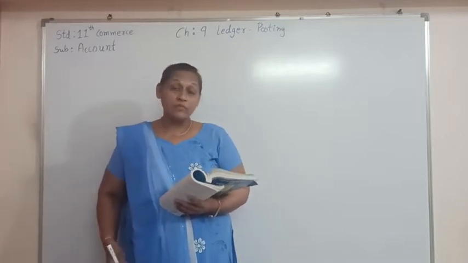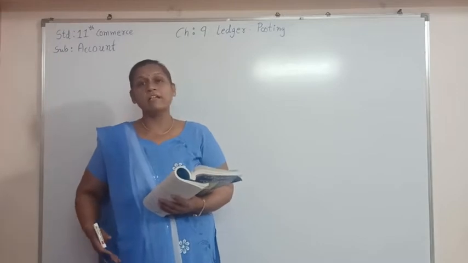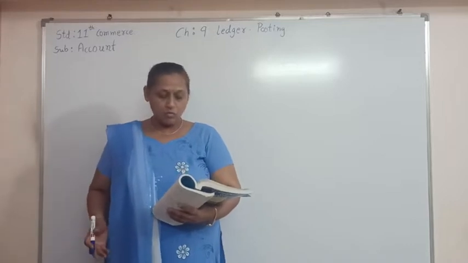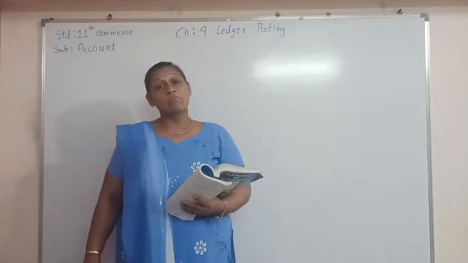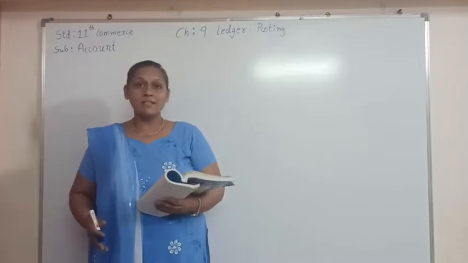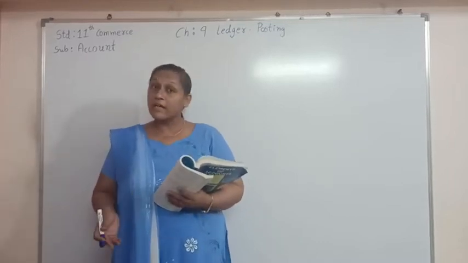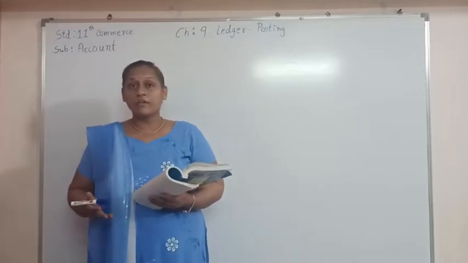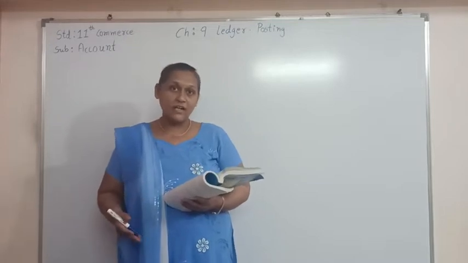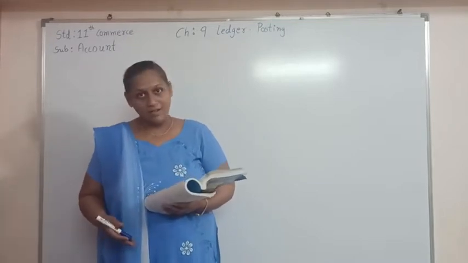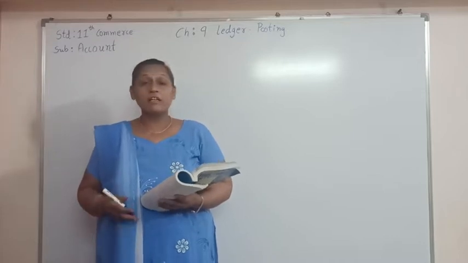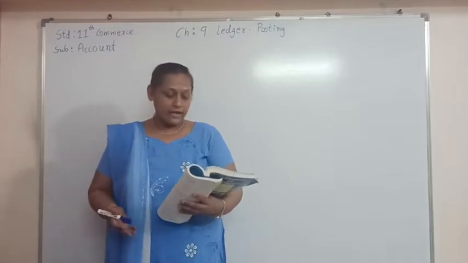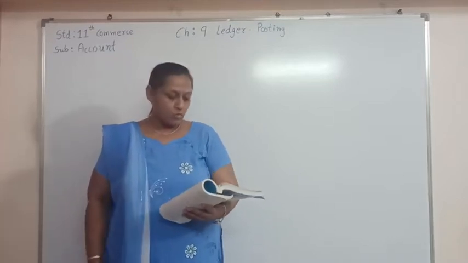In the journal we are writing the transactions straight, and that's why it is called the original book or primary book of the business. But from the ledger we can take many decisions, we can analyze our business, we can find out the financial position, and from the ledger only we can prepare the final account. So the ledger is called the main book or king book of the account, and it is a very important book.